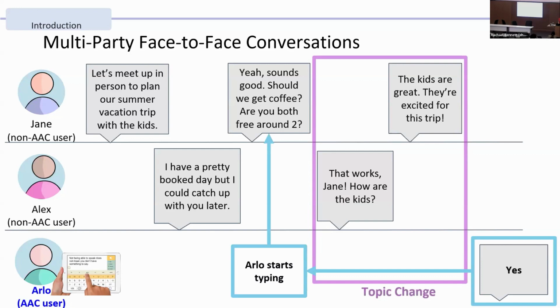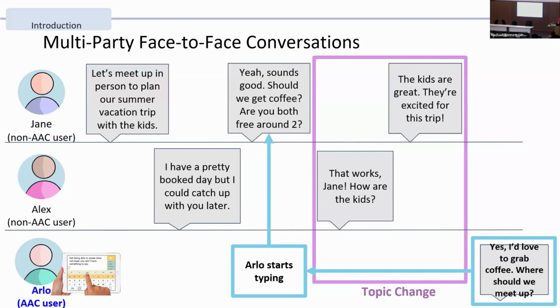But in real life conversations, we don't have access to all of this transcript information. And so AAC users often experience a lot of misunderstandings. What we do to avoid this is to add reference words, right? We could say something like, "Yes to coffee," or "Yes, I'd love to grab coffee with you. Where should we meet up?" But that takes so much effort, physical effort and time effort, for AAC users.